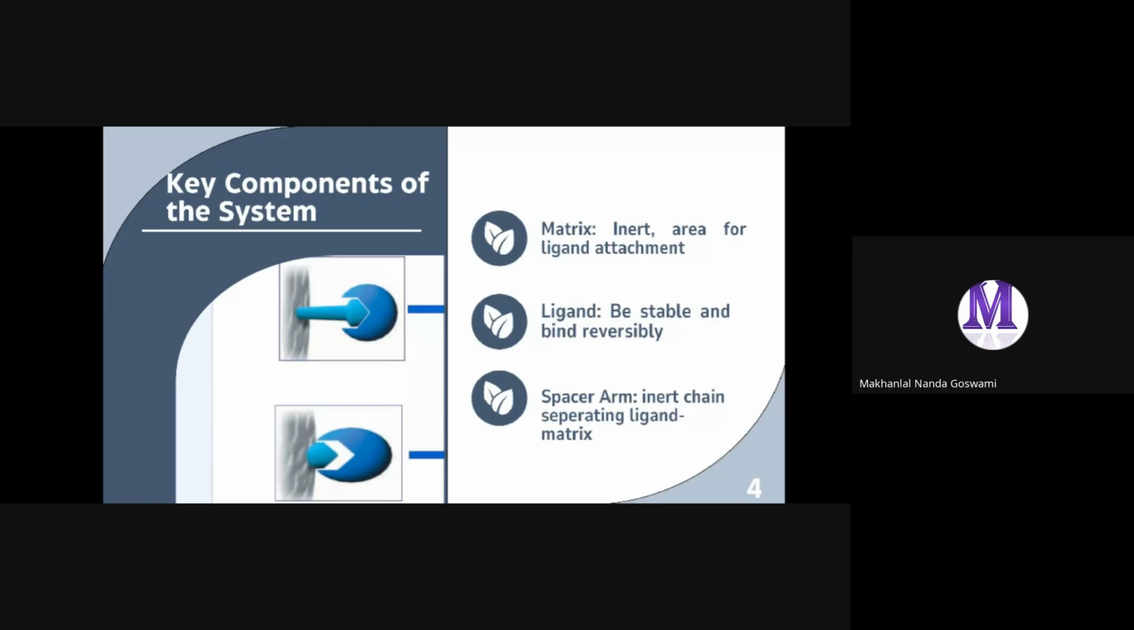So in the image, you can also see the gray surface, which is the matrix, and the stick-like figure which is joining the bob and the matrix. That stick is your spacer arm, and the small bob is the ligand, and the darker shade of blue represents the target molecule.